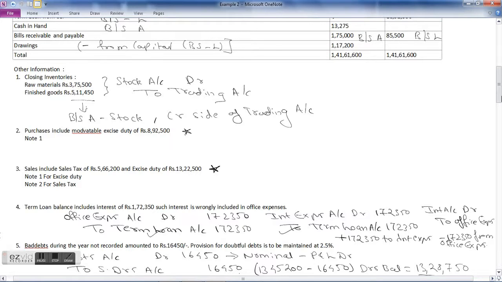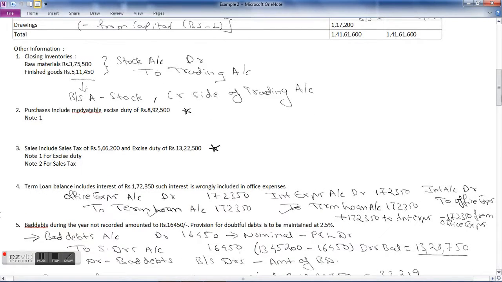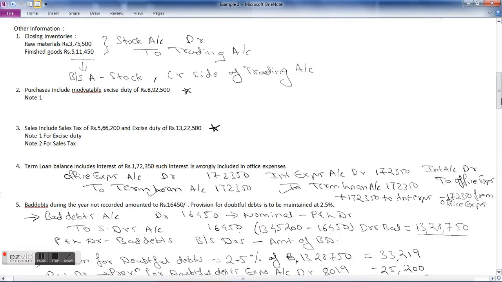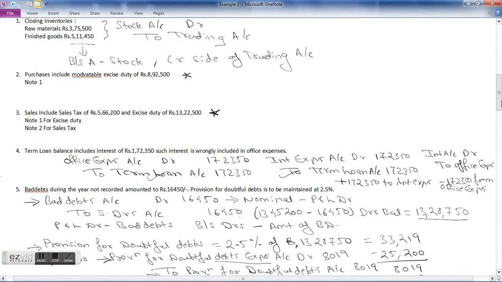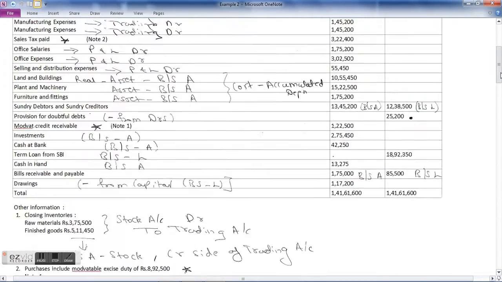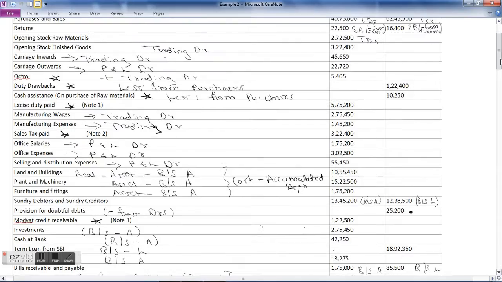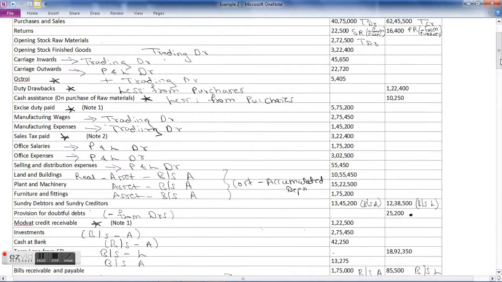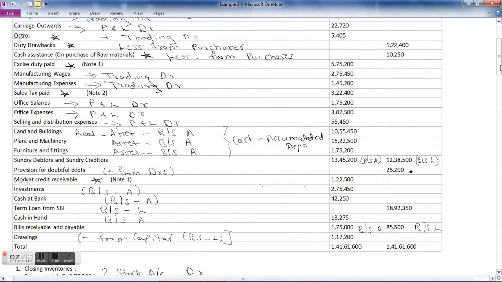So in trial balance it is not affecting any item. Then for excise duty and sales tax duty we have prepared a separate note 1 and note 2, as we had seen that example separately. Then term loan balance interest, so fourth adjustment, add to interest expense and less from office expense. There is no interest expense, but it has to be reduced from office expense, so I'll mark it in the office expense.